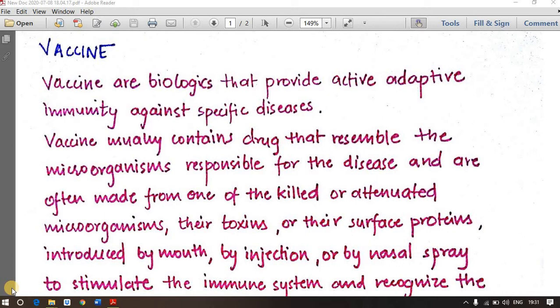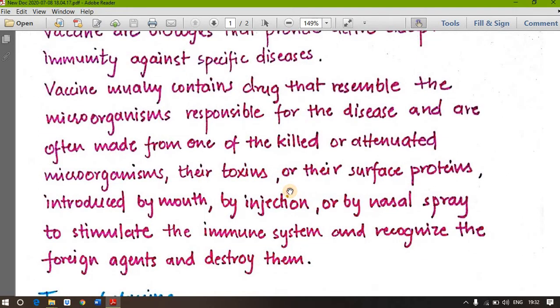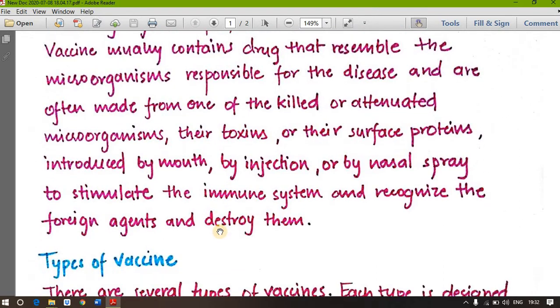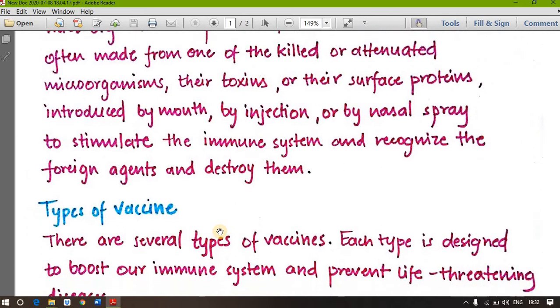So let's start. What is a vaccine? Vaccines are biologics that provide active adaptive immunity against specific diseases. Vaccines usually contain a drug that resembles a microorganism responsible for the disease and are often made from killed or attenuated microorganisms, their toxins, or their surface proteins. Introduced by mouth, by injection or by nasal spray, they stimulate the immune system to recognize the foreign agents and destroy them.